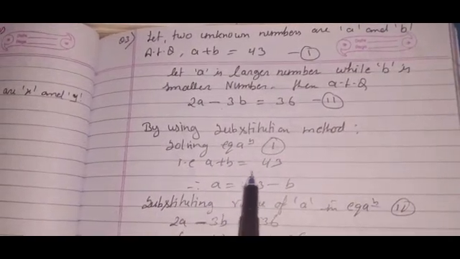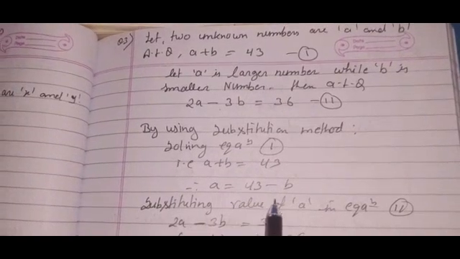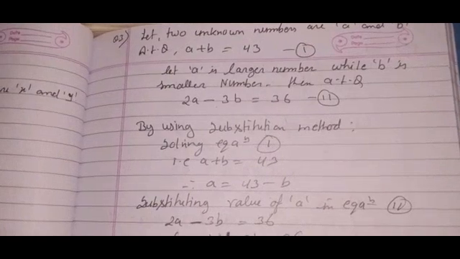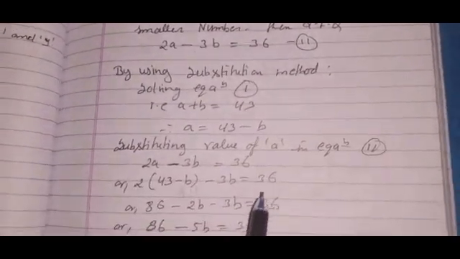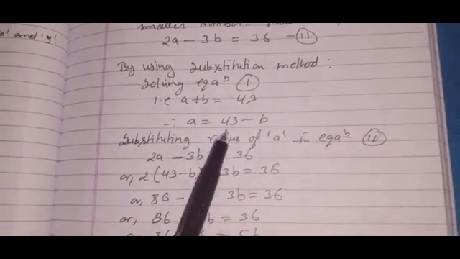Here a plus b is equal to 43. So a is equal to 43 minus b. This time, because continuously we have been using the elimination method, I decided why not use the substitution method. That's why I'm doing it. If you want, you may choose the elimination method also. That depends upon you.